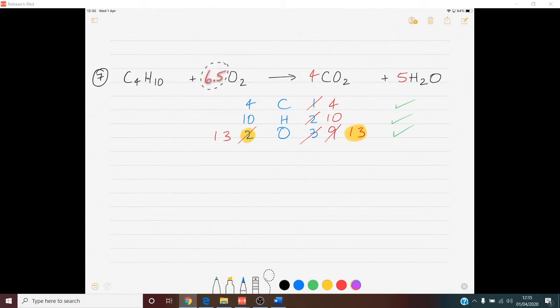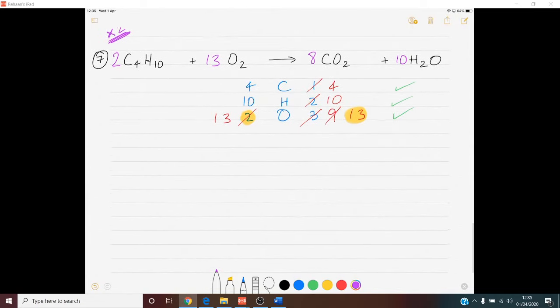Easiest way to fix that, multiply everything by 2. So we end up with 2C4H10, end up with 13, 8, and finally 10. And again, you can double check if you want by doing the math and see whether it's balanced out or not.